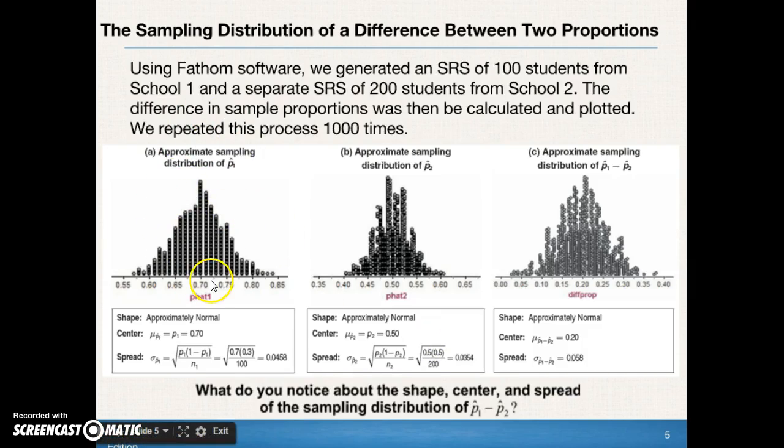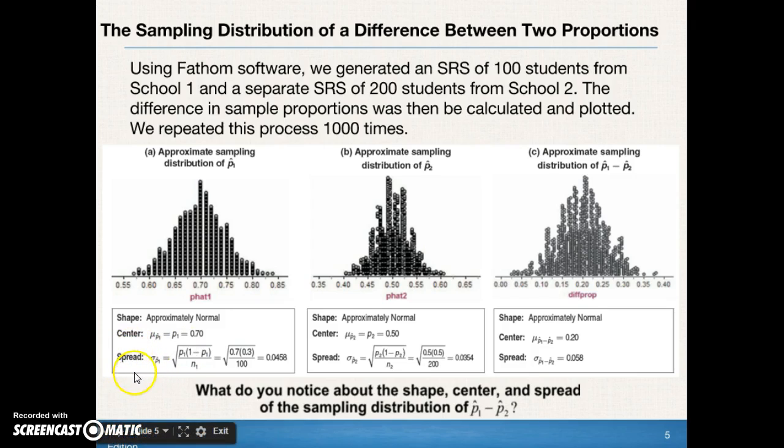So this was again school 1, and I know that because it says p hat 1. It talks about the shape. The shape is approximately normal. It talks about the center. The center of all of your statistics is always your parameter, so 0.7, and I believe we learned that in Chapter 7 or 8.